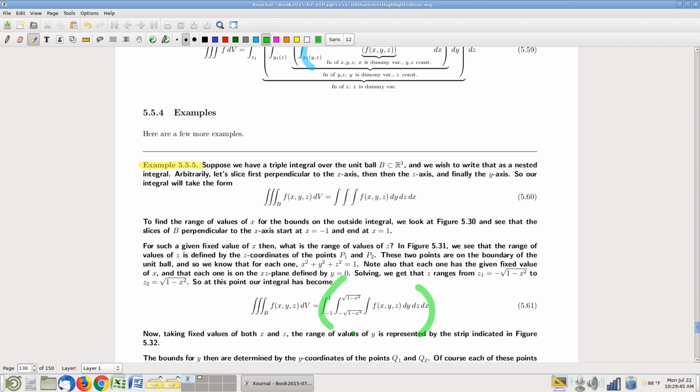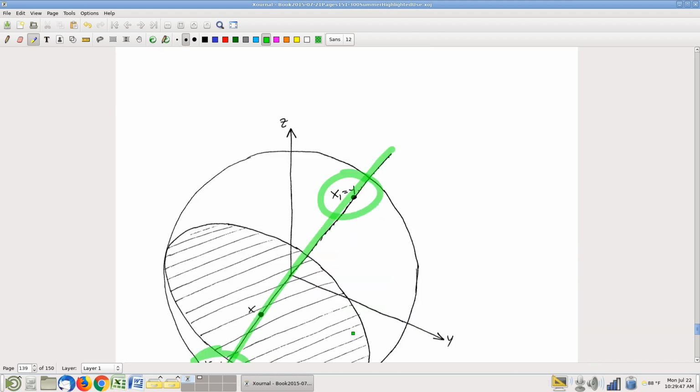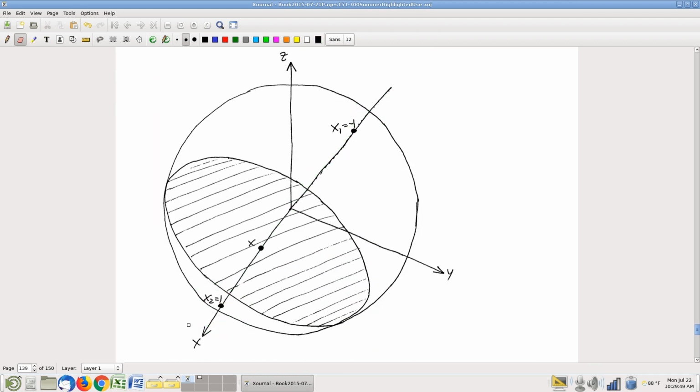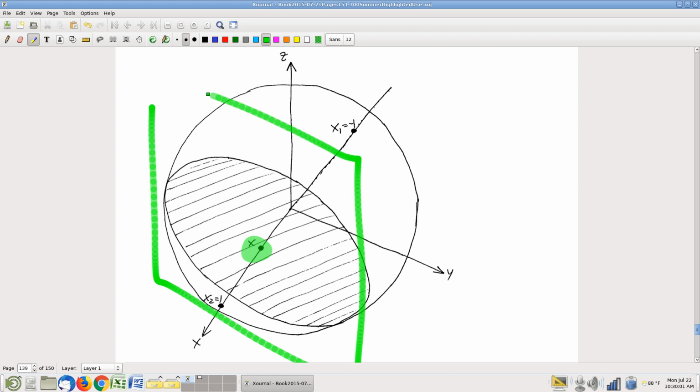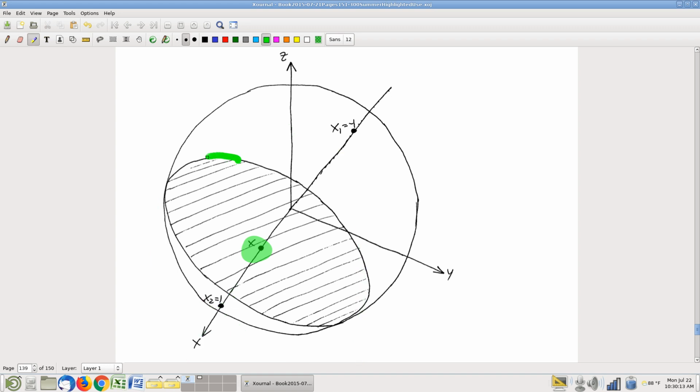X, negative 1 to 1. Okay, now here's where it gets a little weird. For x somewhere between negative 1 and 1, we're going to fix a value of x. We're going to look at a slice, a slice perpendicular to the x-axis, representing that particular fixed value of x. We now focus our attention just on that x slice.